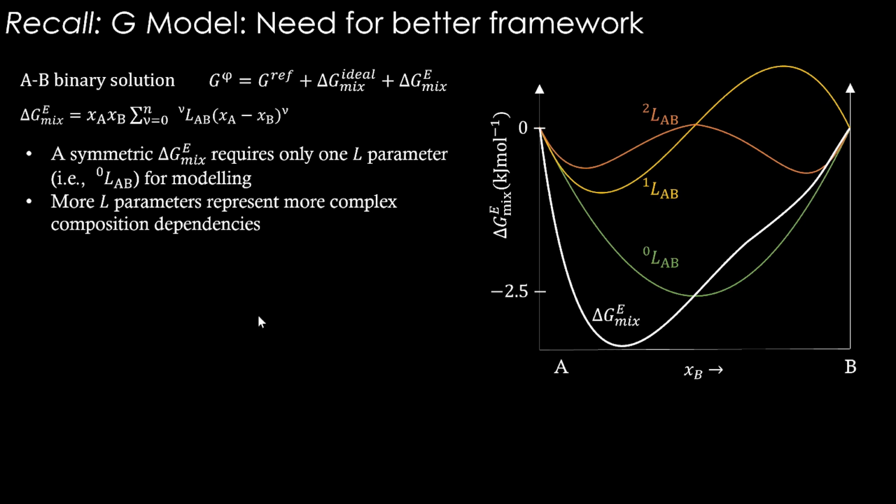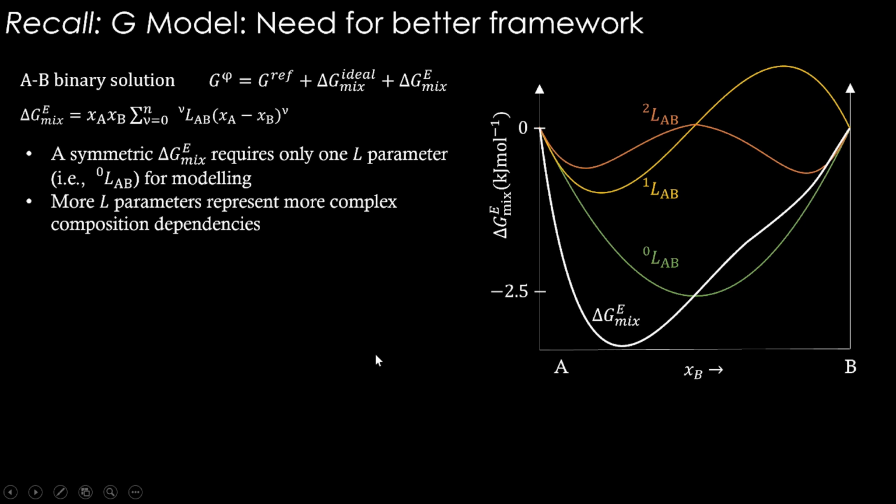Right. Now there is a need for a better framework for modeling. What is it that we are talking about? A symmetric delta G mix requires only one L parameter. More L parameters represent more complex composition dependencies. So we have seen this. More L parameters are required to represent a complex excess Gibbs energy like this. If this goes into any shape, accordingly we have to find a different number of L_AB parameters and add them so that we can get the actual Gibbs energy.